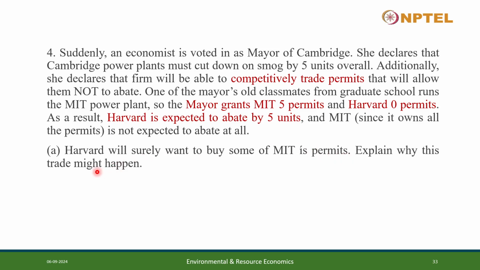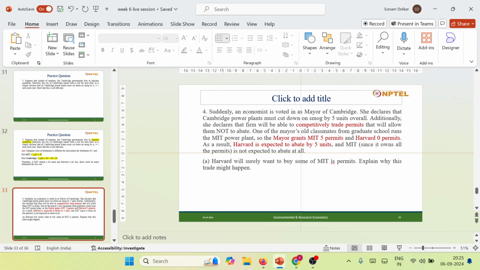So the question is that even though the MIT plant has 5 permits and the Harvard plant does not have any permit, rather than abatement of 5 units, the Harvard plant will choose to buy permits from the MIT plant. So why will that be happening? If you try to answer this question, it will be better.